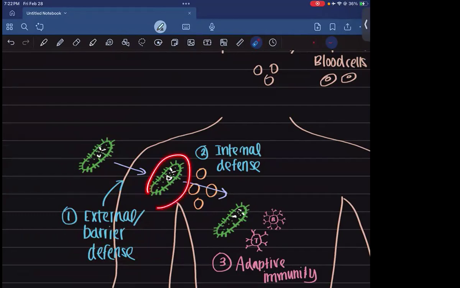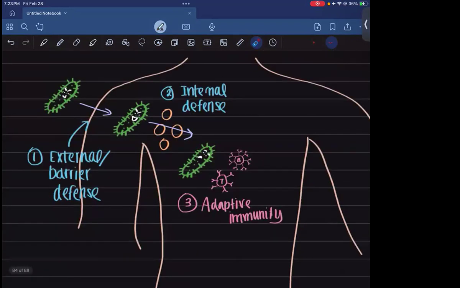Then what will happen? Once it enters the body, it immediately faces something known as the internal defense. There are several types of internal defenses, so this bacteria will face some internal defense cells. Cells involved in internal defense will attack the bacteria once it surpasses the external barrier defense. But again, this bacteria is really smart. It somehow fights off this internal defense, and now it has entered your body completely.